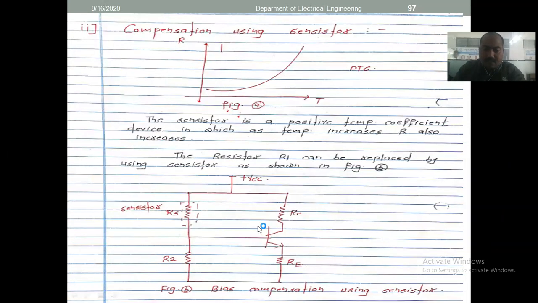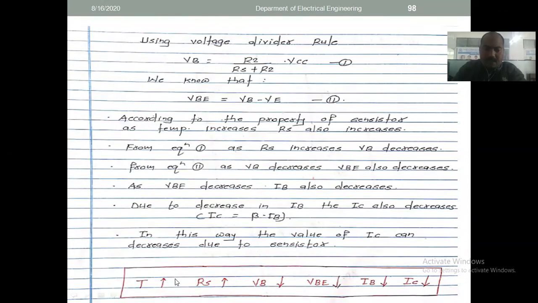So base current is nothing but the input applied across it. So when the input reduces, it indicates that the output also reduces. लक्षात घ्या, इनपुट जर कमी झाला तर आउटपुट सुद्धा कमी होणार आहे. Same thing I can explain again.